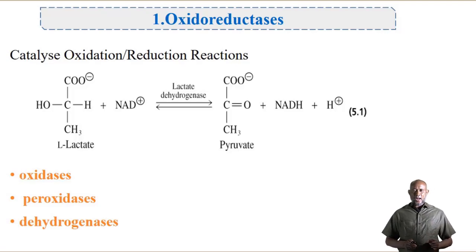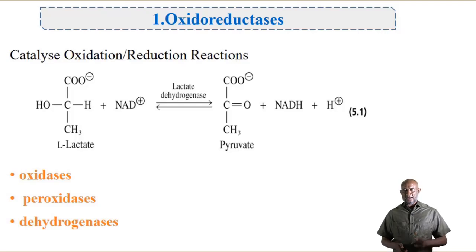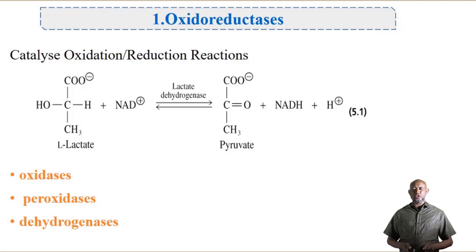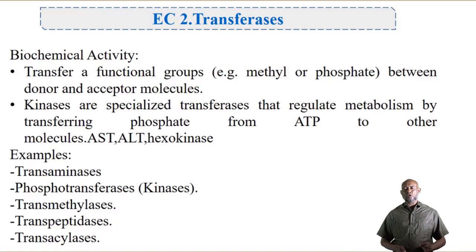L-lactate and NAD in the presence of lactate dehydrogenase is converted into pyruvate. This is one of the reactions. What kind of reaction is this? Is it oxidation or reduction? Addition of hydrogen to NAD, okay. That is the reaction. It catalyzes the oxidation reduction reaction. Oxidase, peroxidase, dehydrogenase all belong to the first group, oxidoreductase.